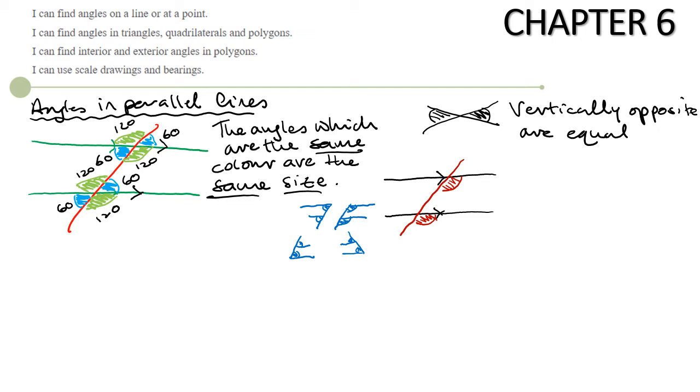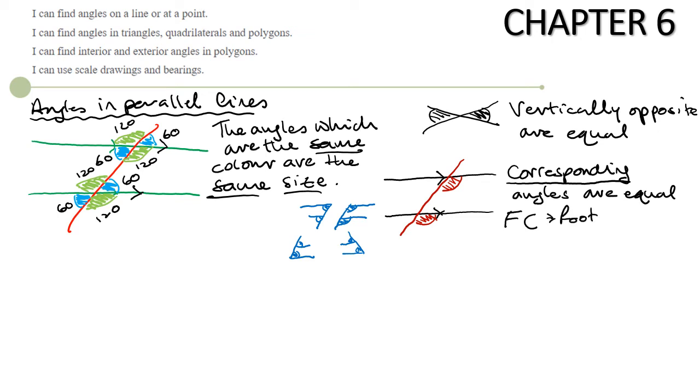So these angles, which are the same, are called corresponding. Corresponding angles are equal. Now, how do I remember they're called corresponding? Well, it's an F angle and it's called corresponding. So things like football club, Manchester FC, that type of thing, is going to help you remember that if you see the F, it's corresponding.